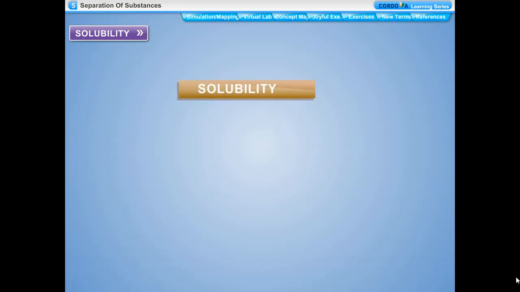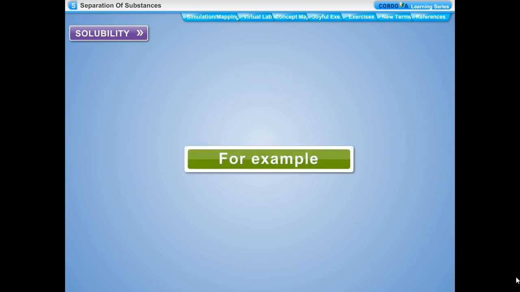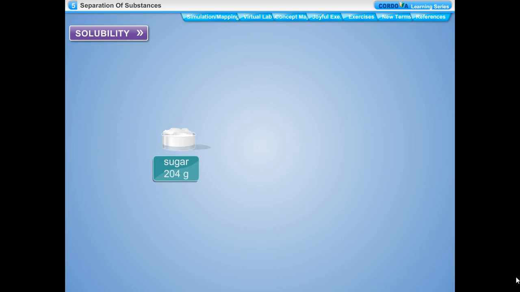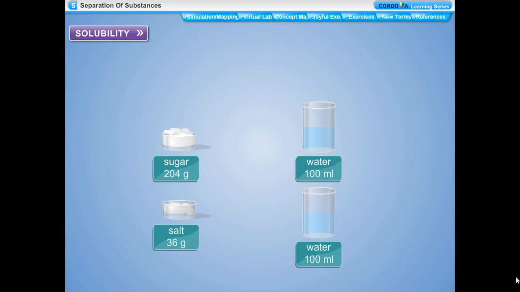Solubility. Different substances dissolve to different extents in water at a given temperature. For example, 204 grams of sugar can be made to dissolve in 100 grams of water at room temperature, whereas only 36 grams of salt can be made to dissolve in 100 grams of water at room temperature. In other words, sugar dissolves to a greater extent than common salt.